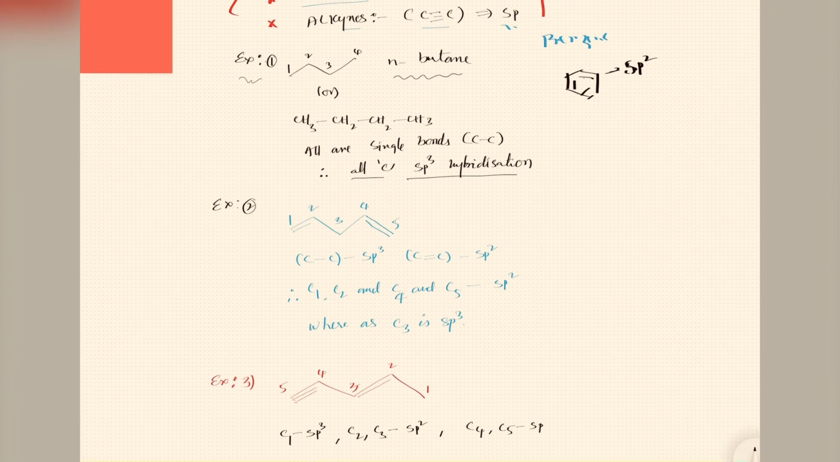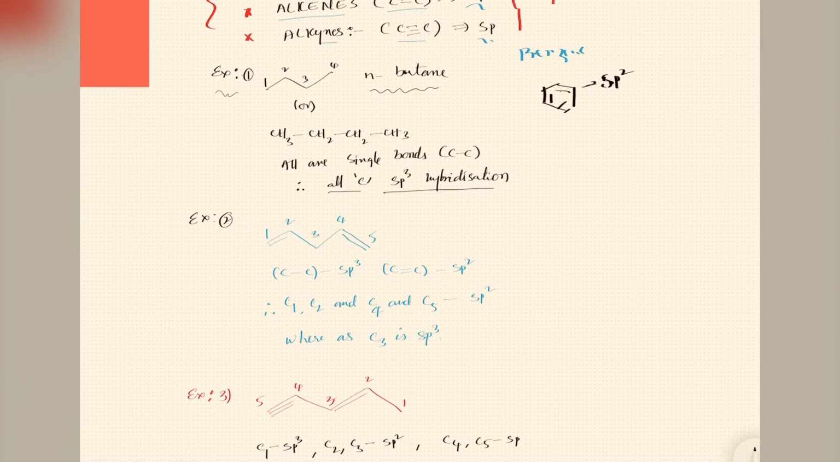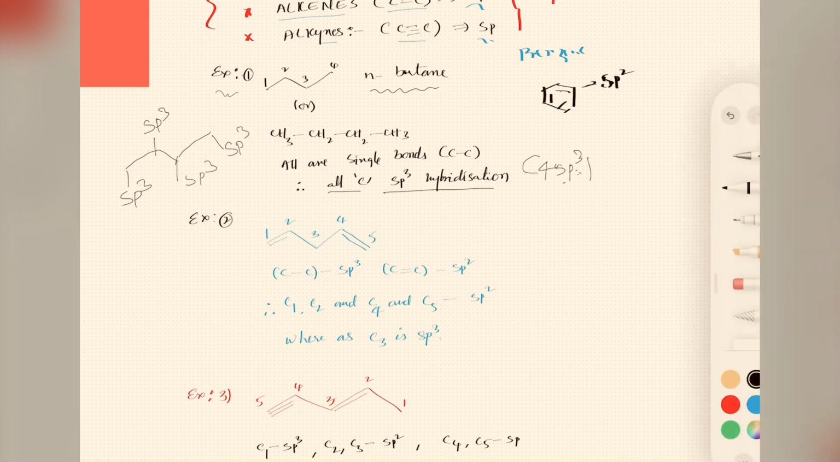Clear, right? So how many carbons are there here? 1, 2, 3, 4. So this is a four-carbon compound. Easily we can say this is sp3, this is also sp3, this is also sp3, this is also sp3. So totally we have 4 sp3 carbons here. Like this we can easily understand.